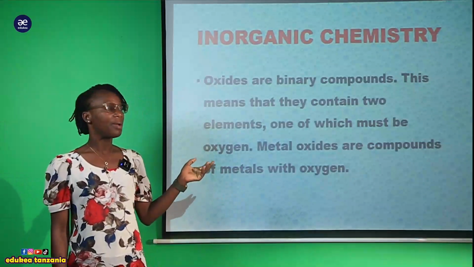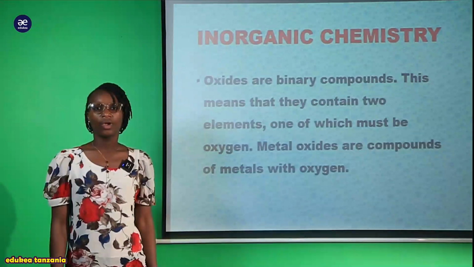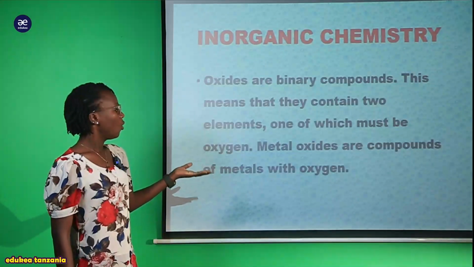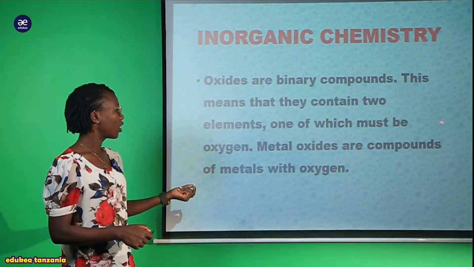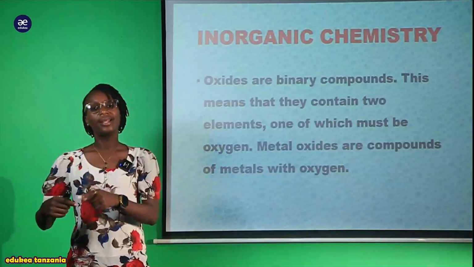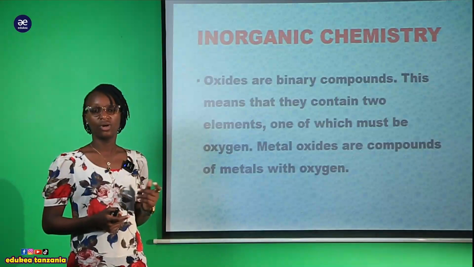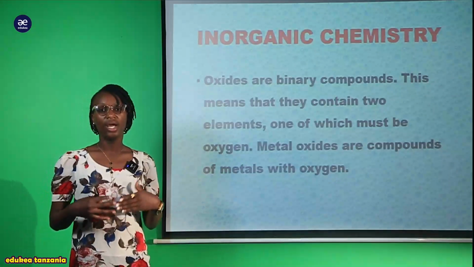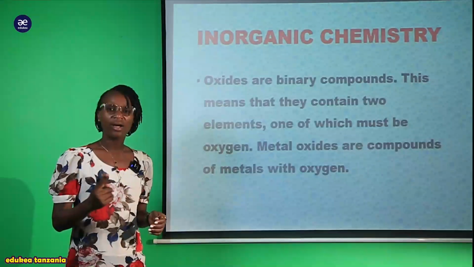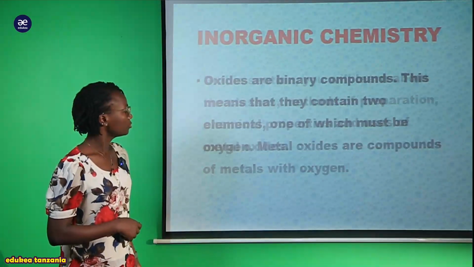Umeona mpaka hapa tushapata maana nyingine tena ya metal oxide or the oxide compound. Kwa hiyo unaweza ukadefine in this way kwamba metal oxide are compound with metal with oxygen. Kwamba ni metal ipo na nani? Na oxygen. Inaenda kutengeneza hii compound of metal. But also this oxide are binary compound. Maana kwamba zinakuwa 2 element ambapo among of them must be oxygen element.